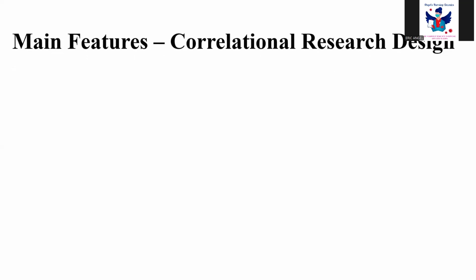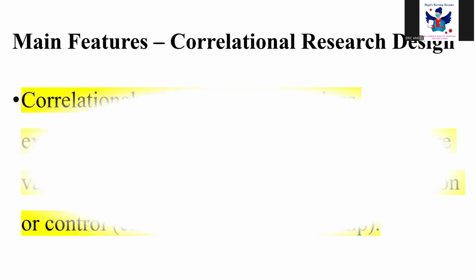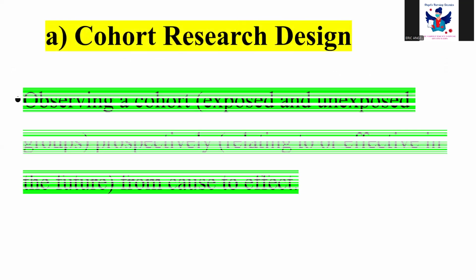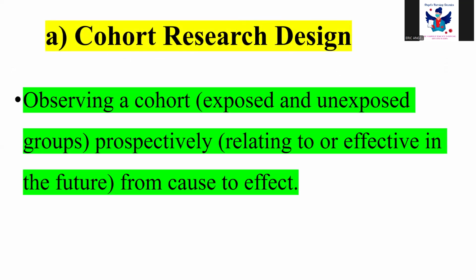Next, let's see main features of correlational research design. Correlational research design involves examination of relationship between two or more variables in a natural setting without manipulation or control. Here, it mainly deals with cause and effect relationship. Next, cohort research design. Observing a cohort, exposed and unexposed groups, prospectively, that means relatively to or effective in future, from cause to effect.